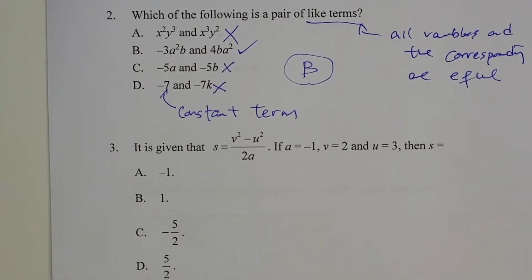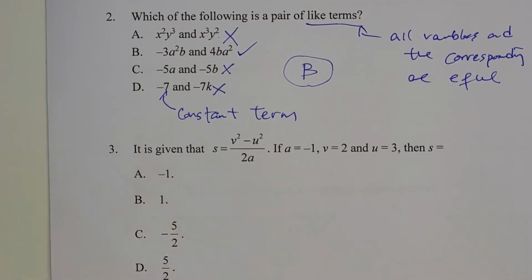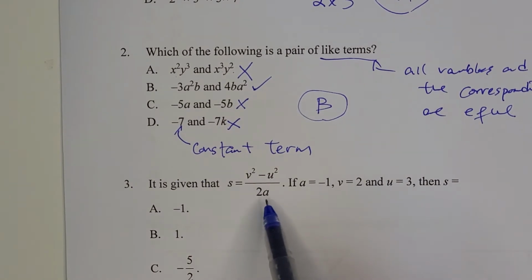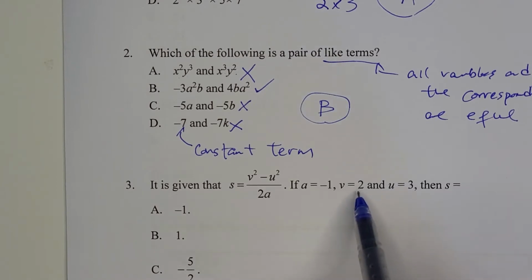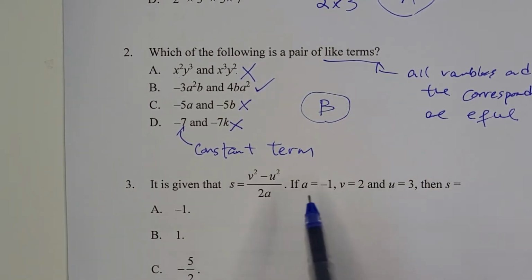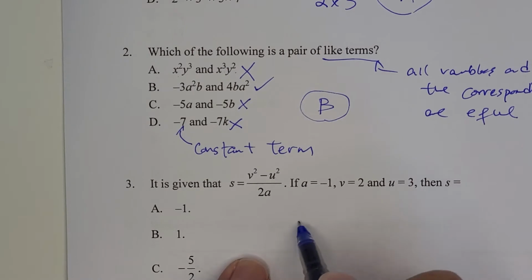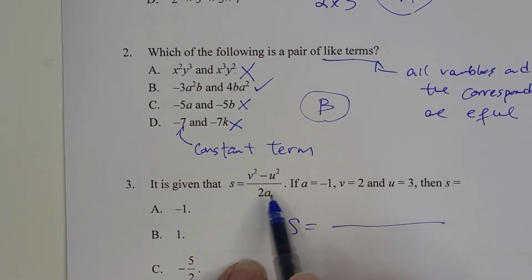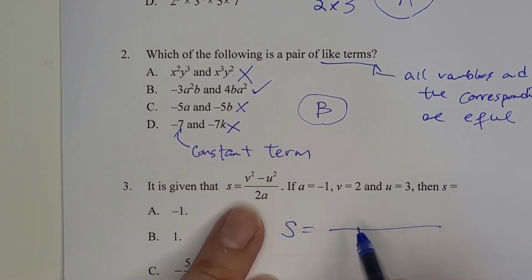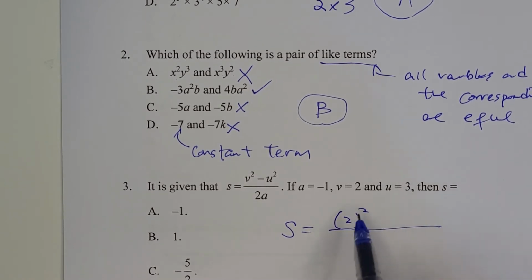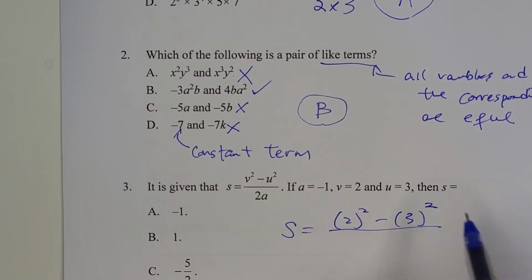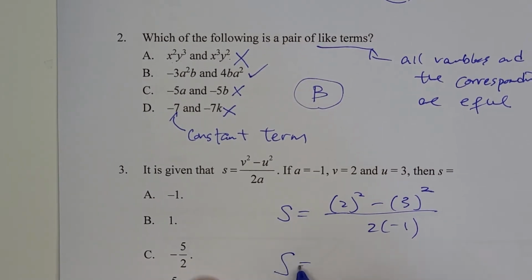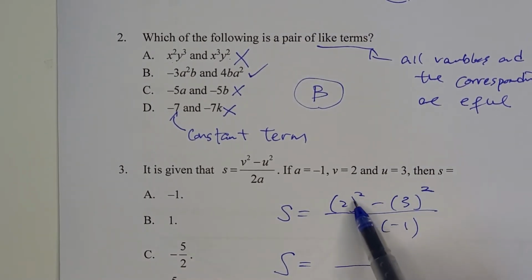Go to question number 3. It is given that S equals V squared minus U squared over 2A. A is negative 1, V is 2, U is 3. So find S. You directly substitute those numbers inside the variables. V, that is 2. Remember to give bracket to it, okay? U is 3, A is negative 1. So you need to simplify this. You handle square first, okay?